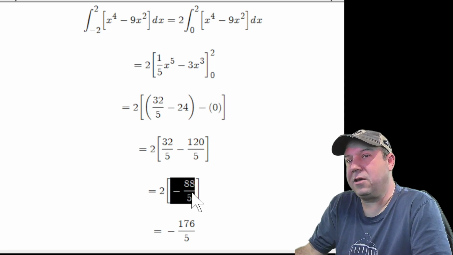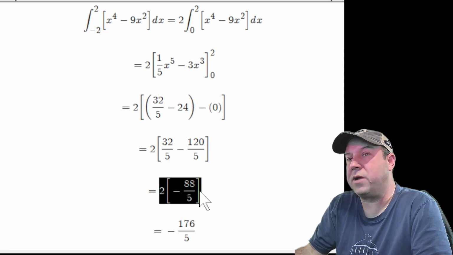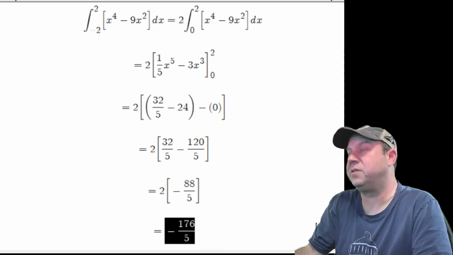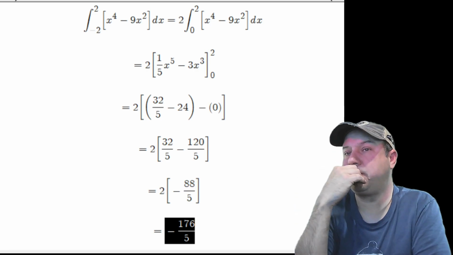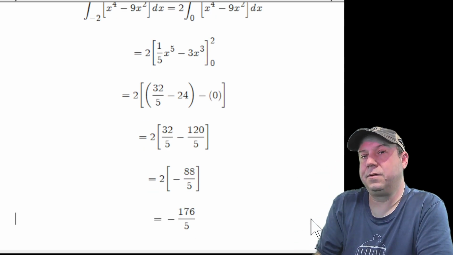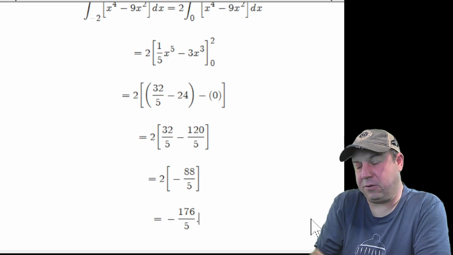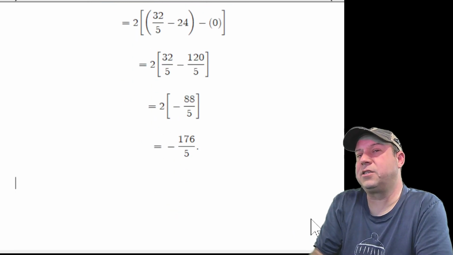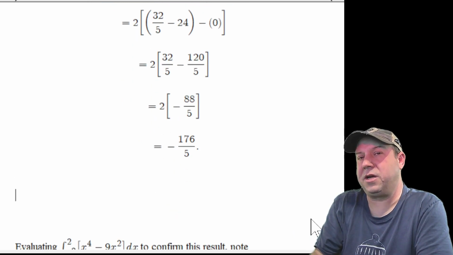that will all evaluate to -88/5, where when I double that, I'll have -176/5. That would become the value of that definite integral, exploiting its symmetry.